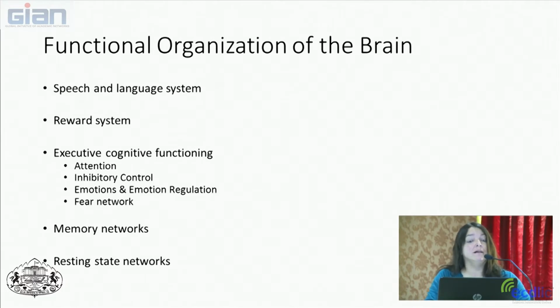And I know I mentioned executive functioning before, and this is a lot of the higher order prefrontal cortex part of the brain that distinguishes us from other species. We're going to talk about attention, inhibition, emotions, emotional regulation, and a little bit about the fear network of our brain that keeps us in check with our environment.